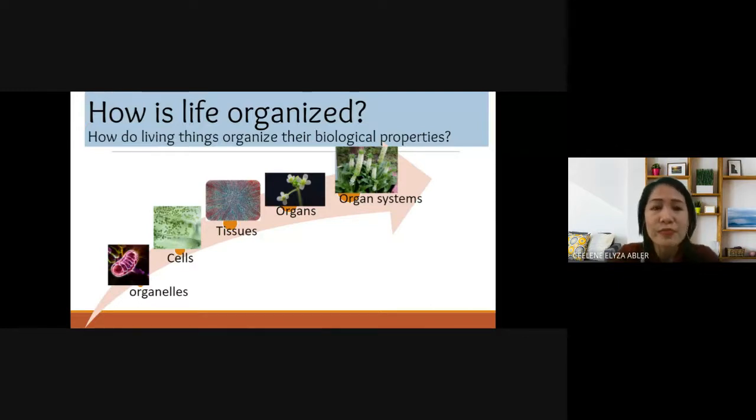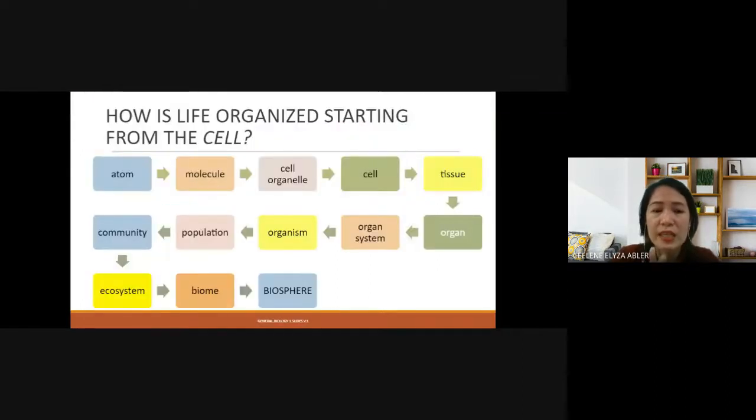Okay? So, the next thing is that there are other forms of organizing life. We have the atom, the molecule, the organelle, the cell, the tissue, the organ system. Those were in the previous slide. But higher than that, we have the whole organism. If there are, for example, individuals of the same species, that's a population. If there are different populations of different species in that area, you call that a community. If the community of living organisms is together with the non-living components, you get an ecosystem.